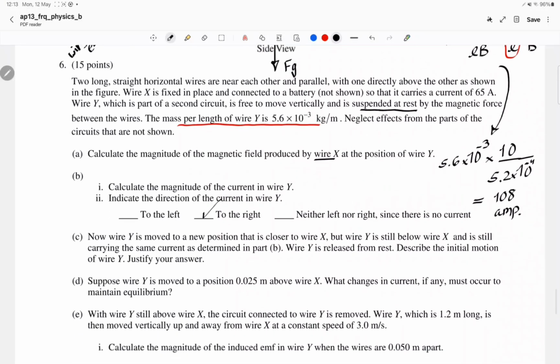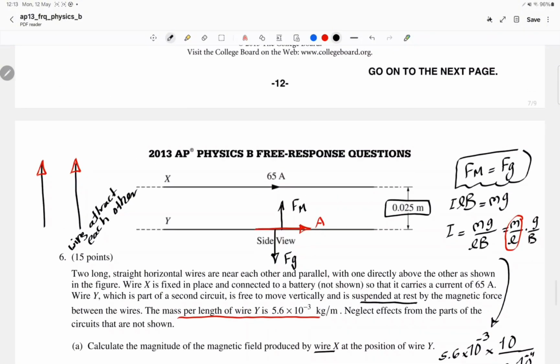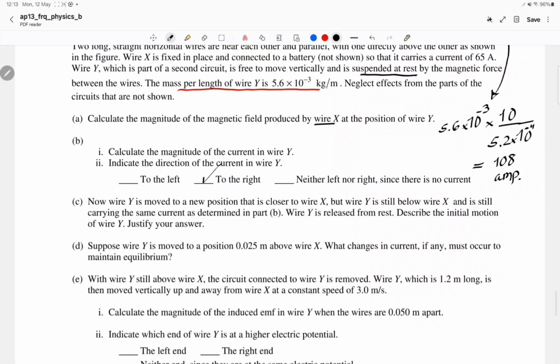Okay. Now wire Y is moved to a new position that's going to be closer to wire X, but still lower than wire X. That means that we're going to be moving wire Y to here, let's say. So it's going to be closer to wire X, but still below wire X physically. Now you're going to be releasing wire Y from rest, and you're going to talk about the initial motion of wire Y, justifying our answer.